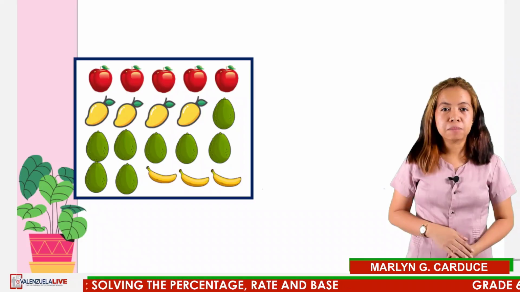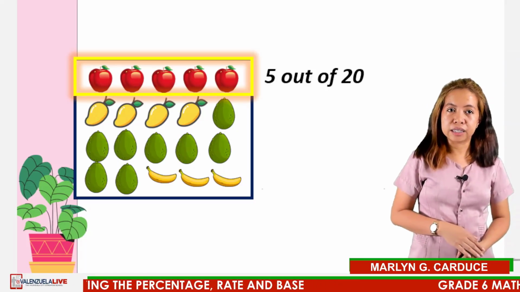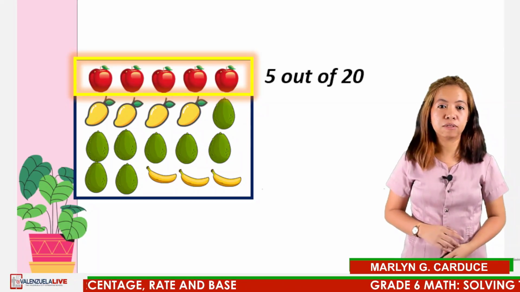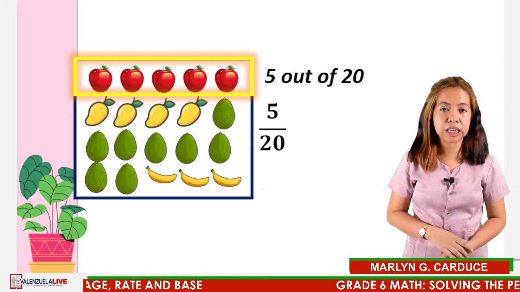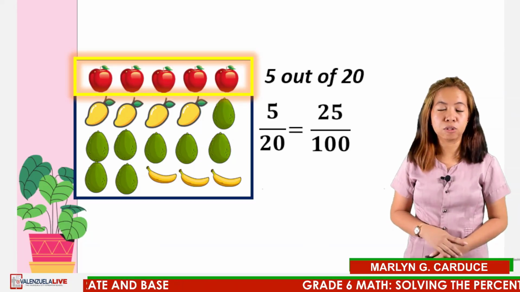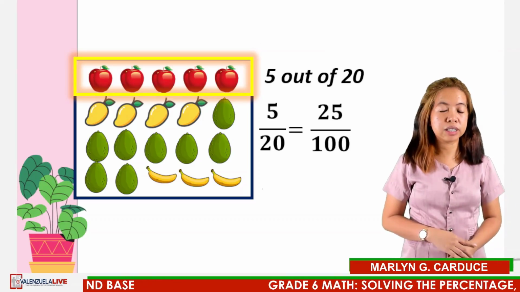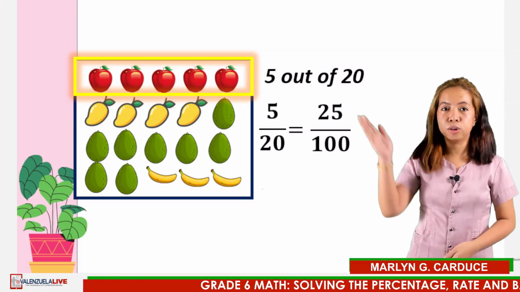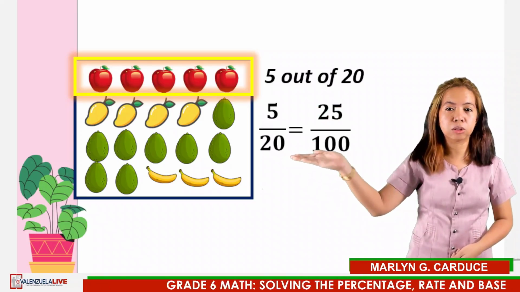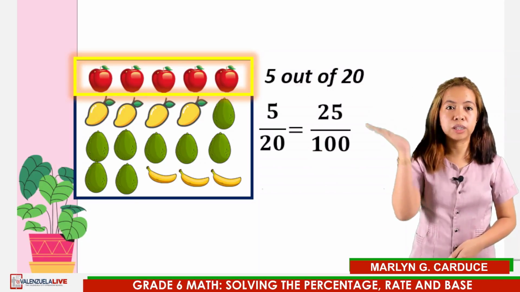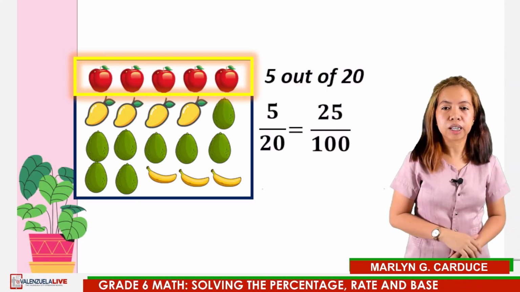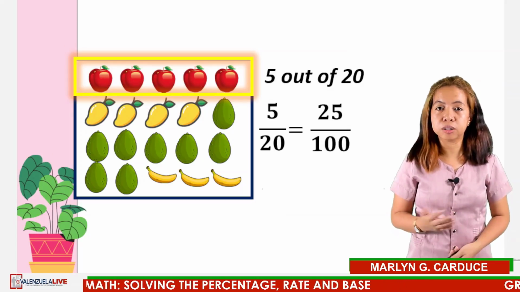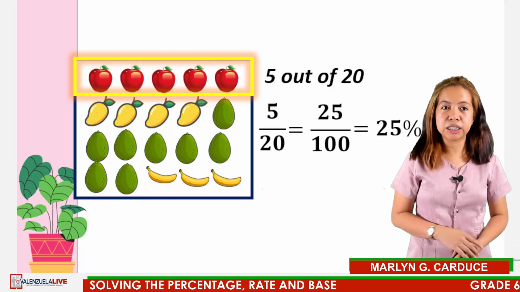So if there are 5 apples in the basket, that is 5 out of 20, which can be written in fraction form as 5 over 20, or 25 over 100, whose denominator is 100. If we just multiply 5 both to the numerator and to the denominator, we can come up with 25 over 100. Or we can express it in percent form, which is 25%.